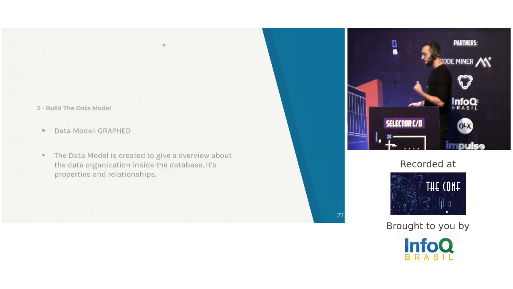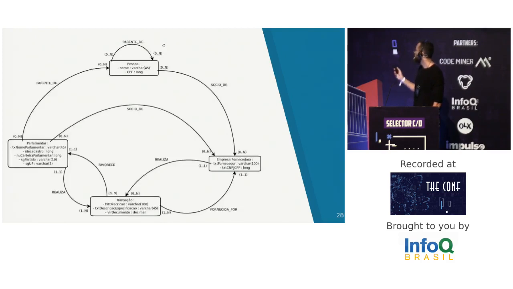So after I retrieved the open data, I had to build my data model. And this is an important point because the data model is created to give an overview of the data organization, how it is organized inside the database. It also shows its properties and relationships. So I followed this data model here. It's called Graphed. So this was my data model. I'm going to explain a little bit why I made it like this.